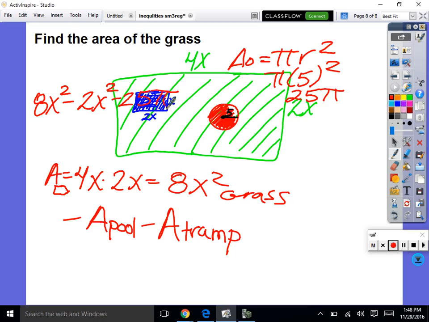Combine what you can. Those can combine, correct? So we have 6x squared minus 25 pi. Leave your answer in terms of pi. That's all we can do. That was very easy, but you just have to be able to think.